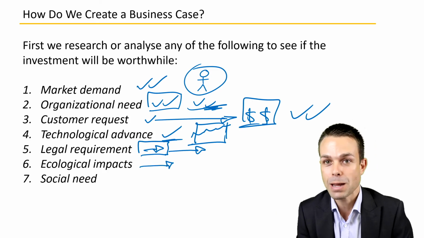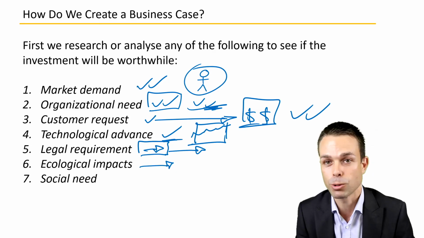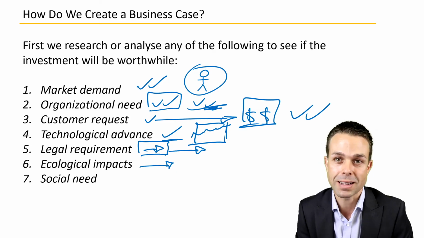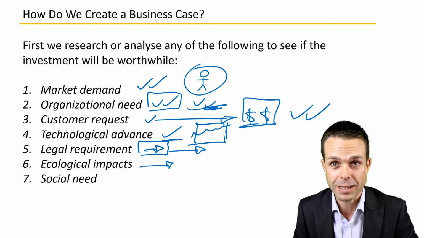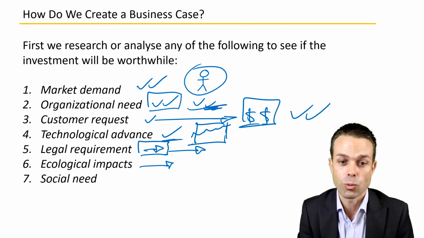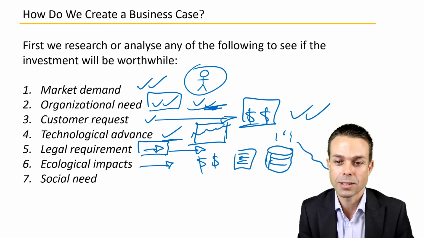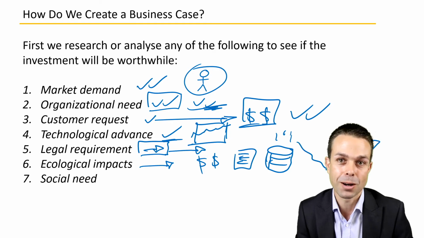Ecological impacts. Do we want to reduce the paper? Do we want to reduce our carbon footprint? Do we want to look better towards the market because we're a better ecological company? What do we need to do? Is it worthwhile? Can we spend the dollars, and can that give us an outcome that's worthwhile?